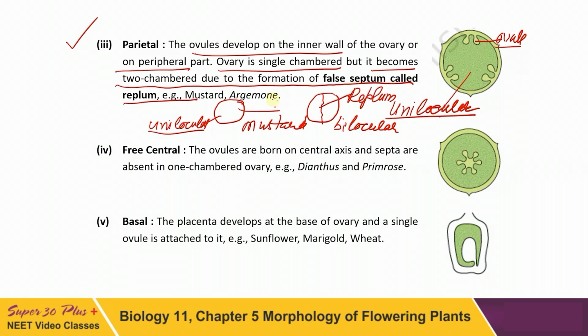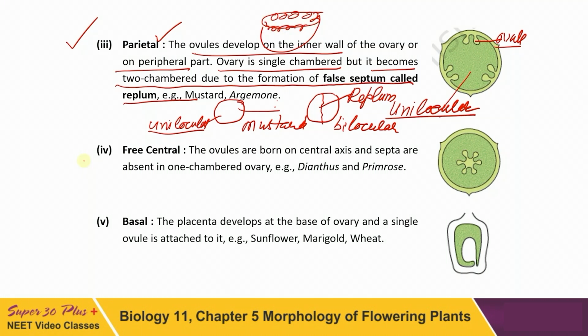Can you recall what type of placentation will be in papaya? Definitely this is parietal one, you know, the seeds are arranged. Where are the seeds arranged? Seeds are arranged on the wall of the ovary.